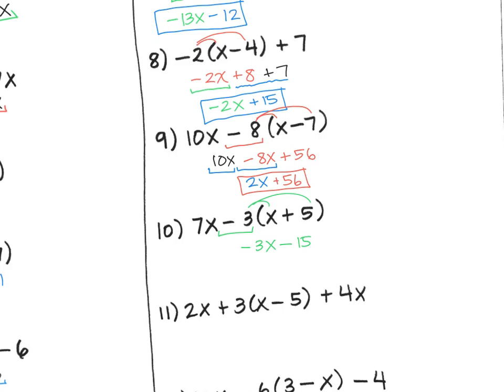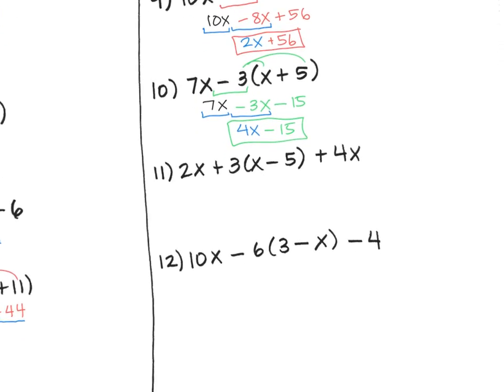I'm going to go ahead and bring down the 7x, and then we're going to look for like terms. 7x, is there any other x's? There's a 3x. And the sign in front of the 3x is a minus. So this is 7x minus 3x, which is 4x. Let me bring down the minus 15 at the end. And that's a good answer. These are getting tricky. So if you're getting them off, don't worry too much. We'll practice them more. Okay, we're going to do 2 more.